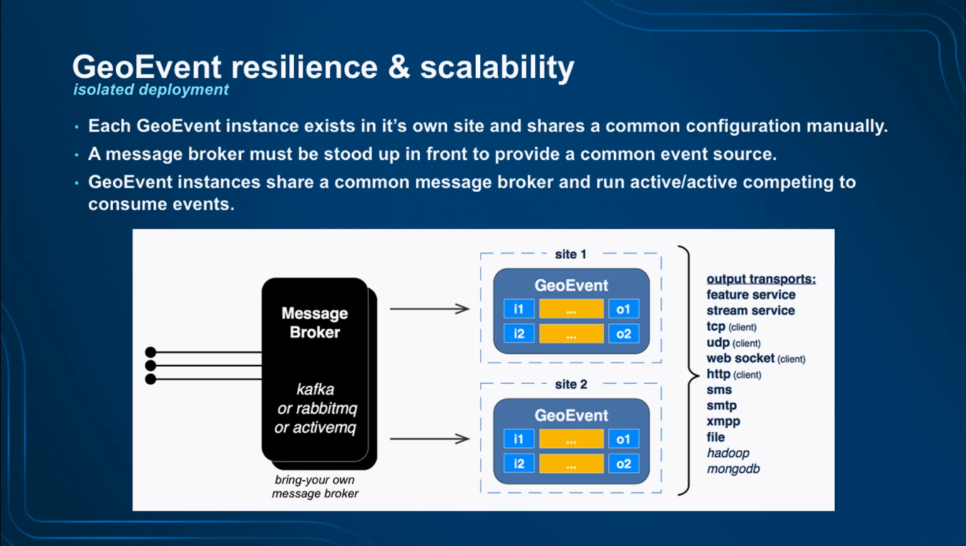The other aspect of this is that when we have multiple GeoEvents listening to a common message broker, they're competing to consume events off of that message broker. So it's an active-active setup. There is no active-passive setup that's available, and that will continue to be the path forward. Active-active is the only viable option that we see as a reliable approach to this.